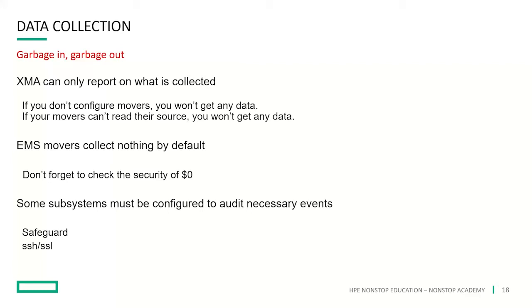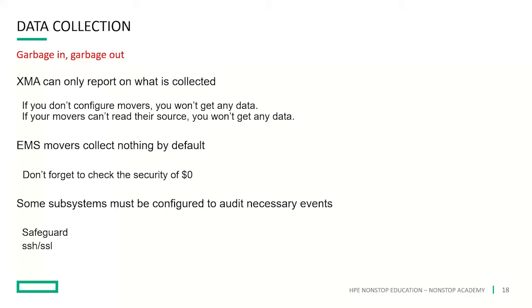The other one we have to remember is that $0 by default on any NonStop server is configured so that you cannot read events out of it. It is secured UUUU on a typical NonStop server. So you've got to fix that before you can get data out of it. And don't forget Safeguard also. If you're running Merged Audit as a non-privileged user, you're going to have to put a Safeguard ACL out there to read the Safeguard audit trails. I'll show you that in a minute.